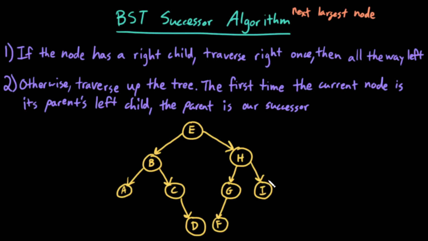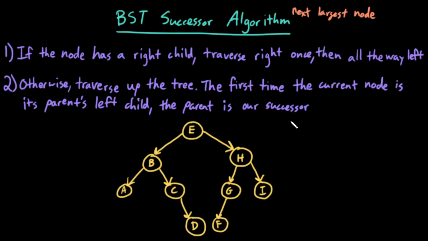If we had an efficient algorithm for determining the successor of a given node, we could use this to implement an iterator that would iterate over our binary search tree in increasing order of size. So how do we actually find the successor of a given node? The algorithm is a little tricky, but let's go over it.